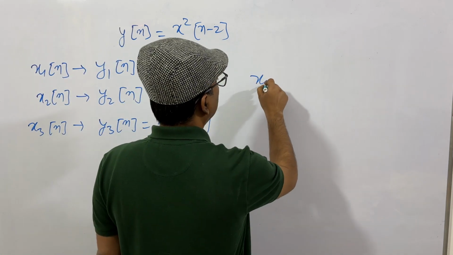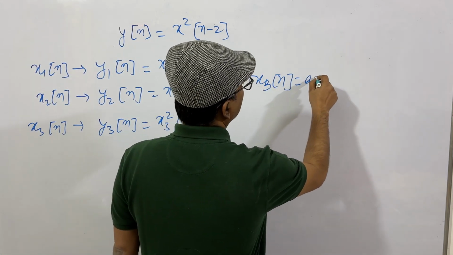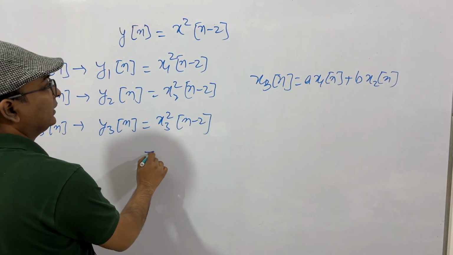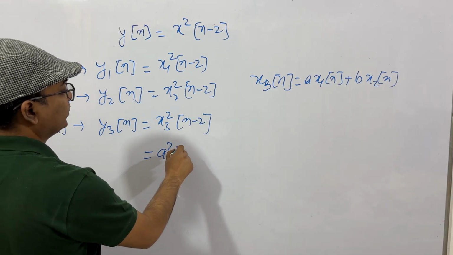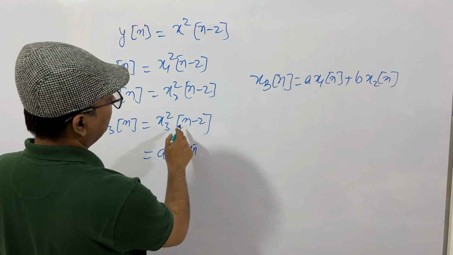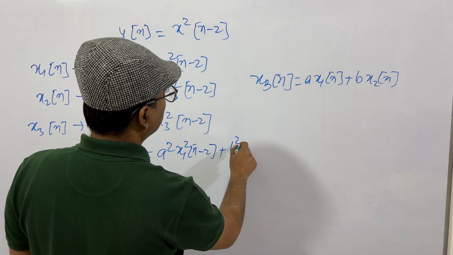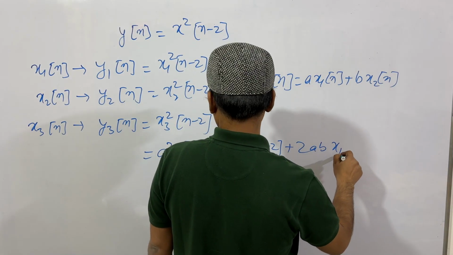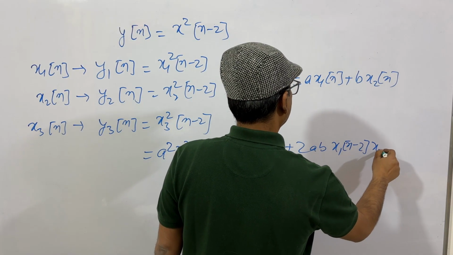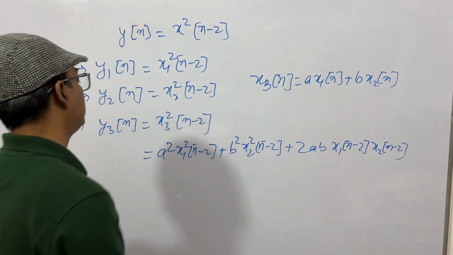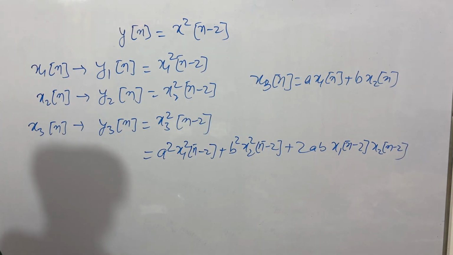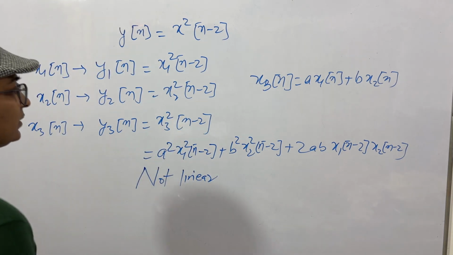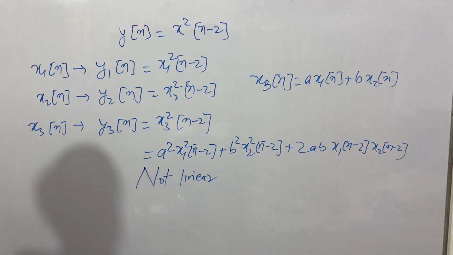But what if your x3(n), as we do for checking linearity, is a x1(n) plus b x2(n)? This will be the square of this, that is a square x1 square (n minus 2) plus b square x2 square (n minus 2) plus 2ab x1(n minus 2) x2(n minus 2). Now this is not equal to a y1(n) plus b y2(n). Therefore, the system is not linear. We had seen this for x squared t also in the continuous time domain. Now let's see whether the system is time invariant.